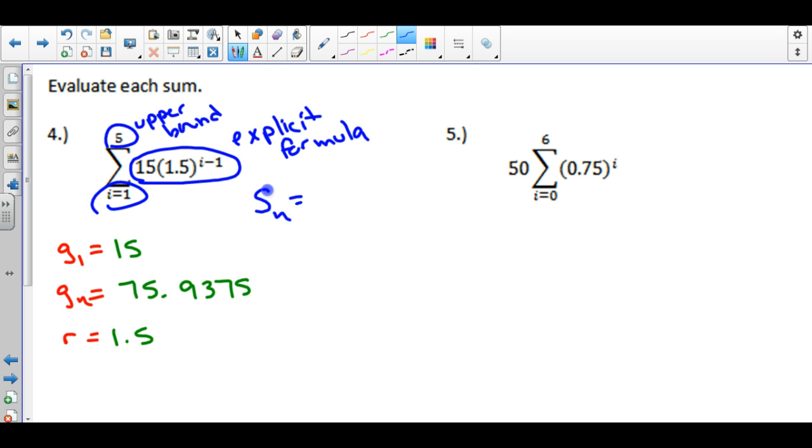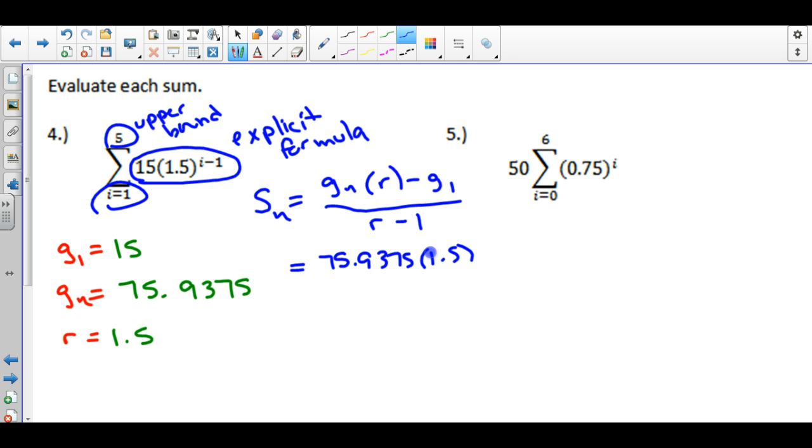So now that I have all this information, I can use my sum formula. So Sn equals, I'm going to write out the formula again. You're going to take your last term times your common ratio minus your first term, all over the common ratio minus 1. So I'm going to take 75.9375, multiply it by the common ratio, 1.5, subtract my first term, which was 15, and all of that is going over r minus 1, so 1.5 minus 1.